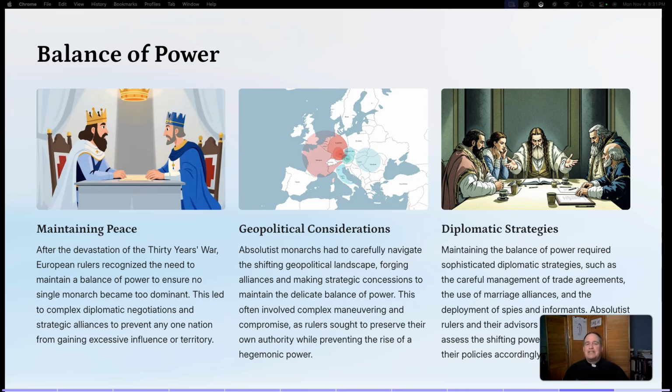Now, the 30 Years' War heightened the need for a balance of power in Europe, limiting the dominance of any single monarch. Rulers recognized that unchecked power could lead to instability and conflict. This necessitated diplomatic negotiations and strategic alliances to maintain equilibrium among nations.